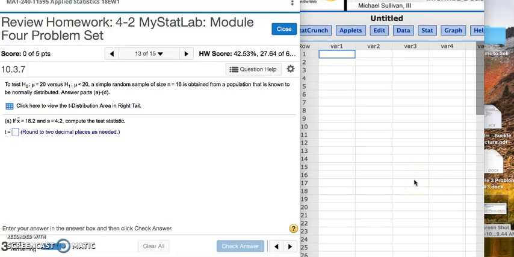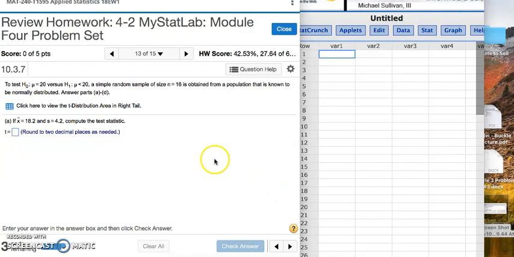Module 4, question number 13. To test H naught, or the null hypothesis that the mean is equal to 20, versus H1, or the alternative hypothesis that the mean is less than 20, a simple random sample of size n equals 16 is obtained from a population that is known to be normally distributed. Answer parts A through D.